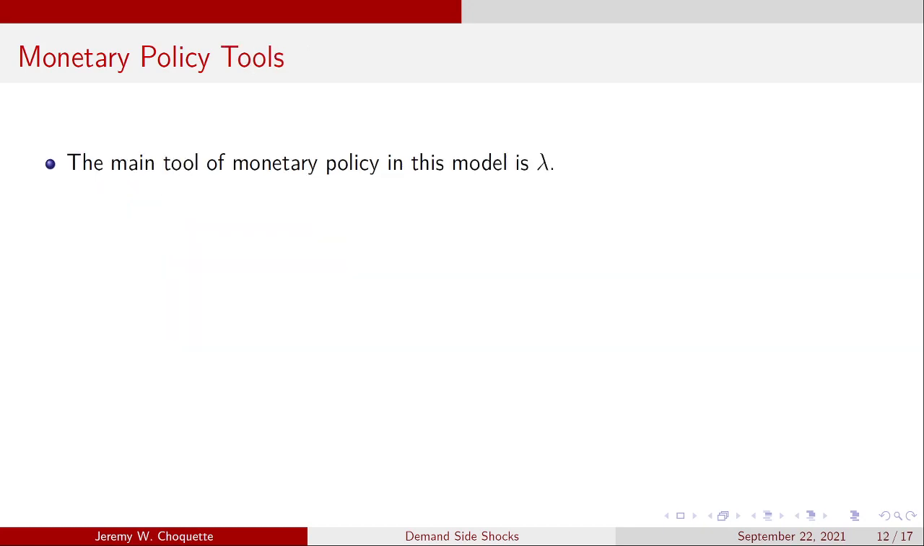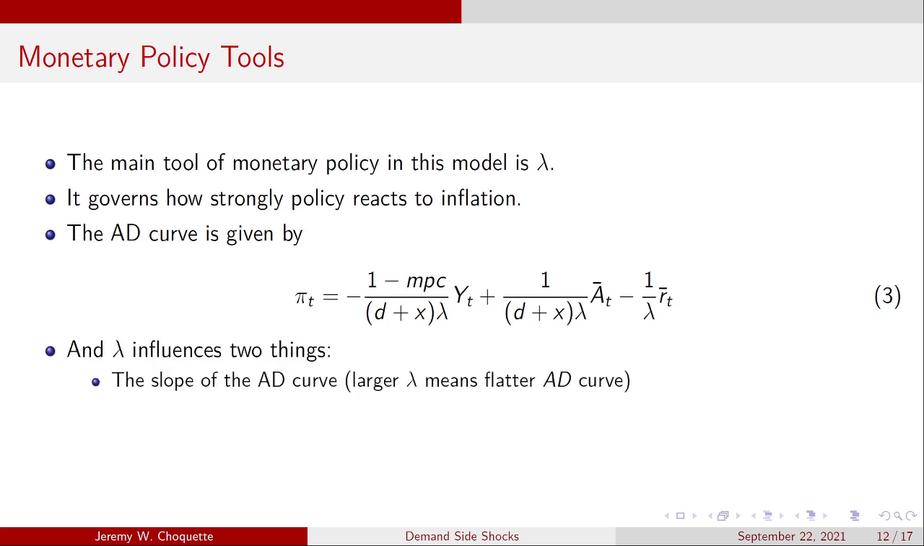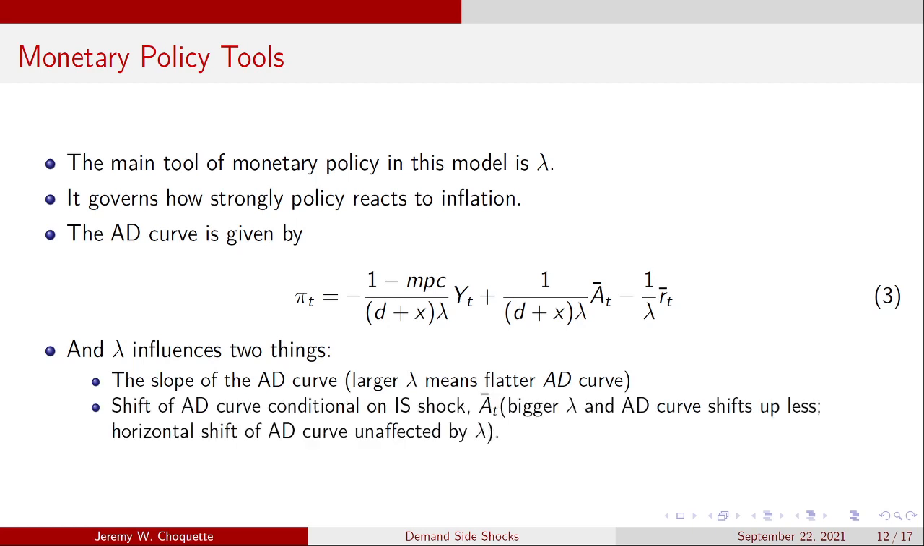Now, the tool of monetary policy in this model is that parameter lambda, because it governs how strongly policy reacts to inflation. If you look at the aggregate demand curve, lambda shows up in all three terms. Lambda influences two things. It influences the slope of the aggregate demand curve. Larger lambda means a flatter aggregate demand curve. And the shift of the aggregate demand curve conditional on an IS shock. Remember that AT: with a bigger lambda, the aggregate demand curve shifts up less. The horizontal shift of the aggregate demand curve is going to be unaffected by lambda.